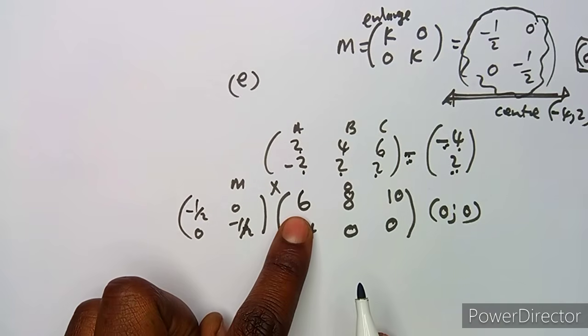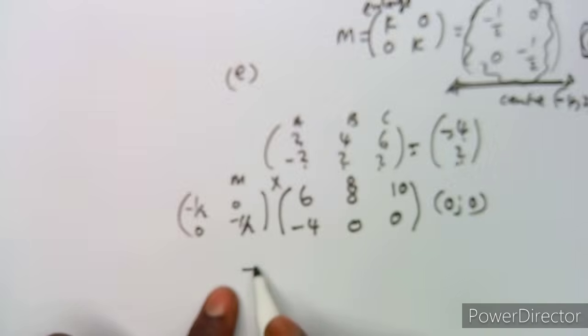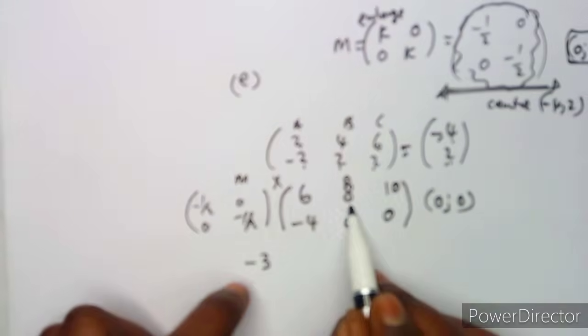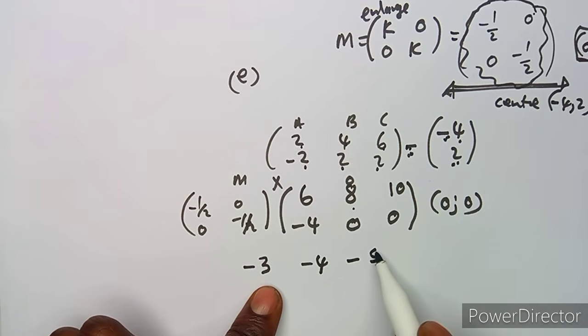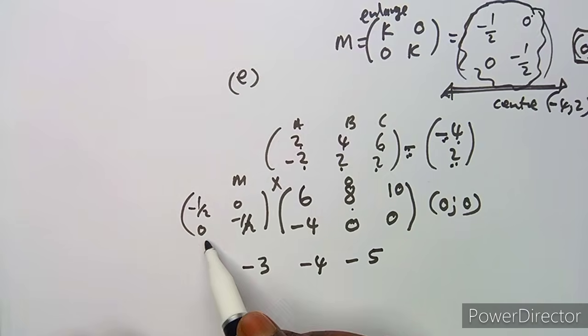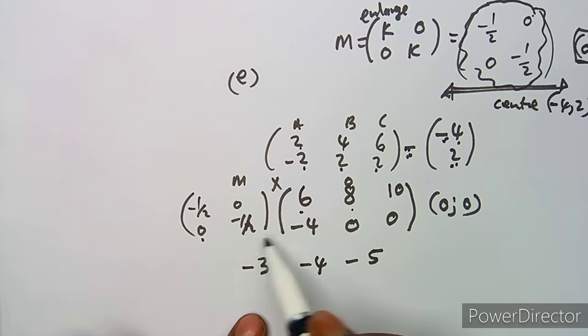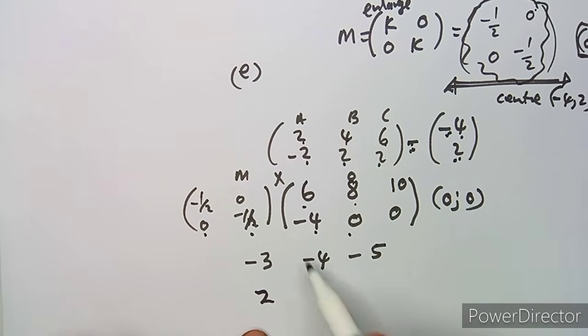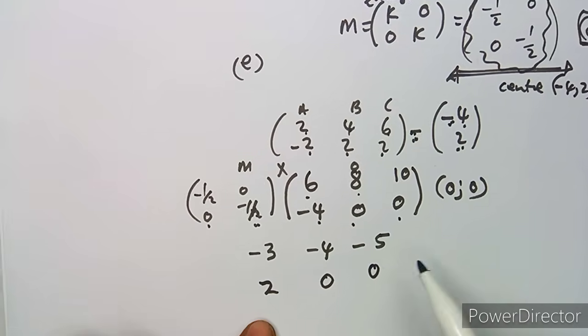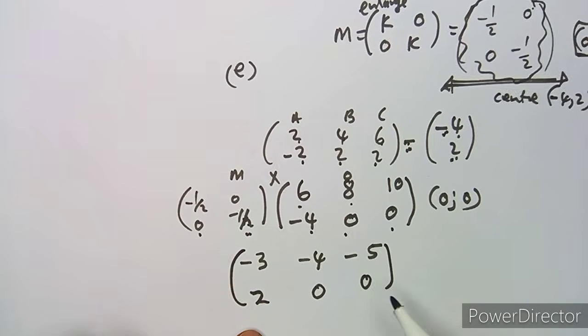Just like other multiplication that we have, we are going to multiply our row by column, which is minus half and 6. So minus half and 6, 0 and 4, and so forth. So it's minus 3, minus half and 8, which is minus 4, minus half and 10, which is minus 5, because this 0 is going to give us a 0 throughout. Minus half and 4 is minus 2. So we have multiplied by the matrix.